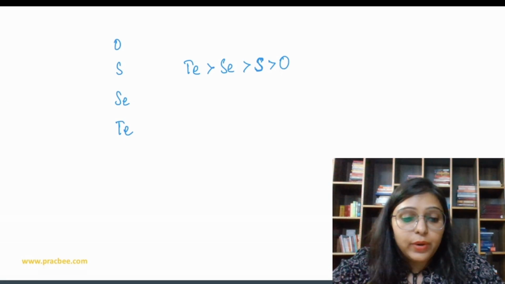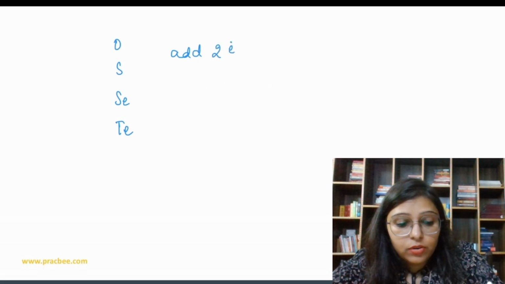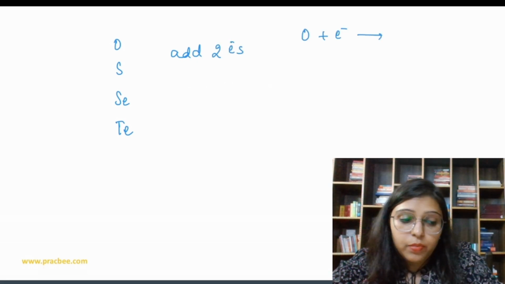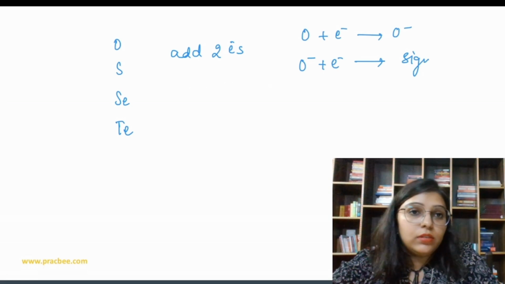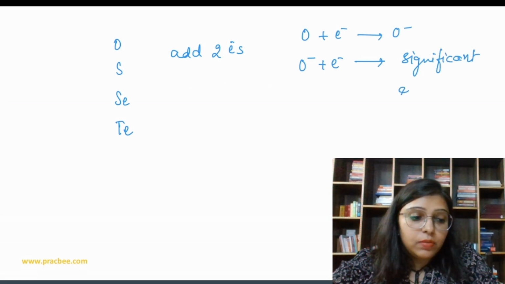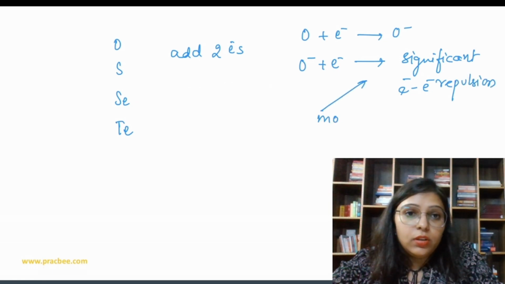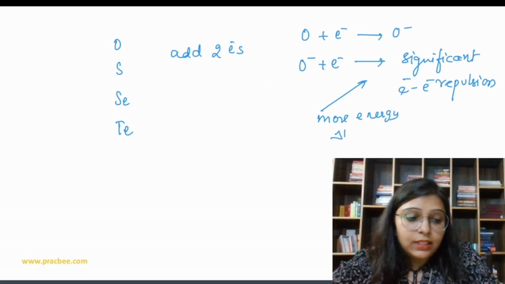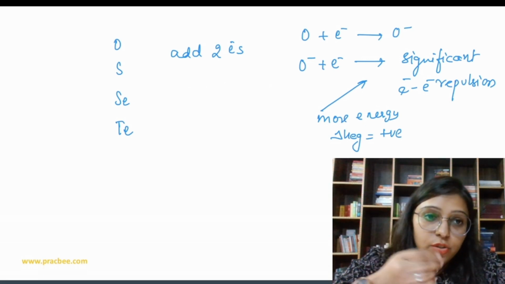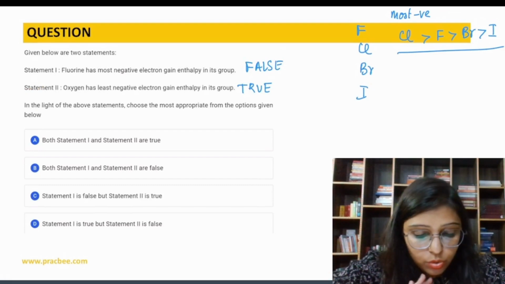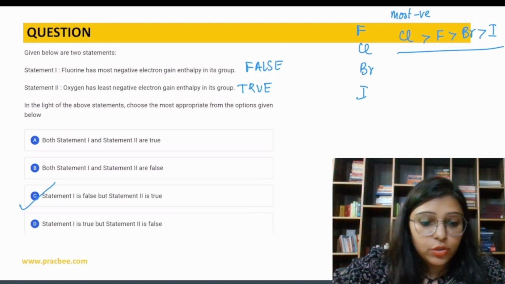Because we have to add two electrons, na? Addition of two electrons. First we get O minus, it's fine. But when we have to add an electron to O minus, there is significant electron repulsion, too much electron repulsion. So we have to provide more energy, and delta Heg is going to be positive, completely positive. So because of the addition of two electrons, oxygen has the least. Yes, it is true. Statement 1 is false, but statement 2 is true, so that is going to be option C.